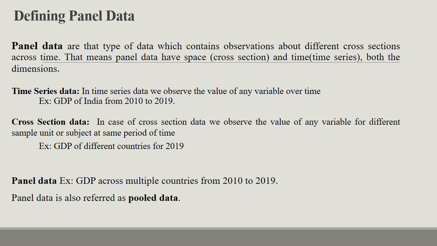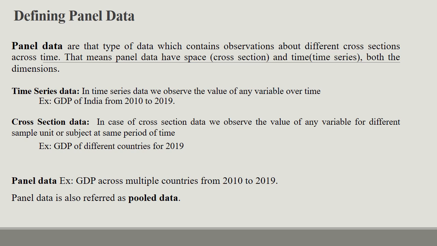Now in time series data we observe the value of any variable over time. For example, GDP of India from 2010 to 2019. That means over time the GDP data of India is given. Now come to cross-section data. In case of cross-section data, we observe the value of any variable for different sample units or subjects at the same period of time. That means time remains constant and we consider different subjects or different units. For example, GDP of different countries for the year 2019.